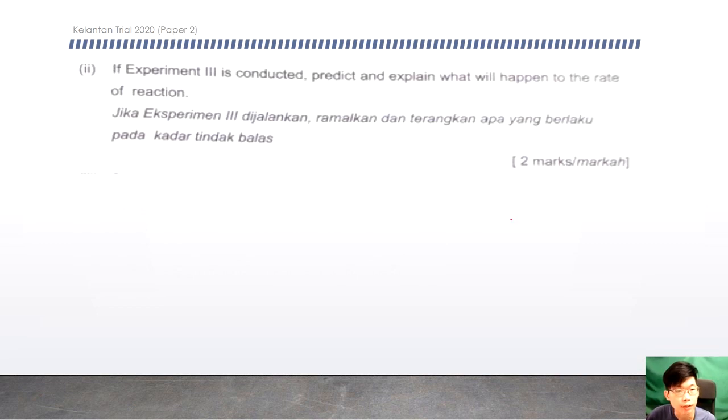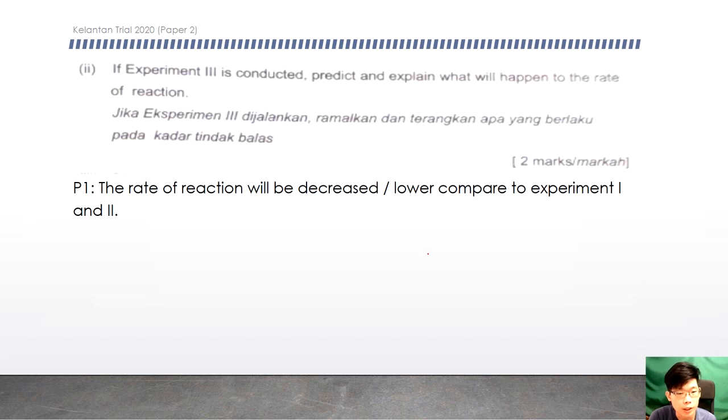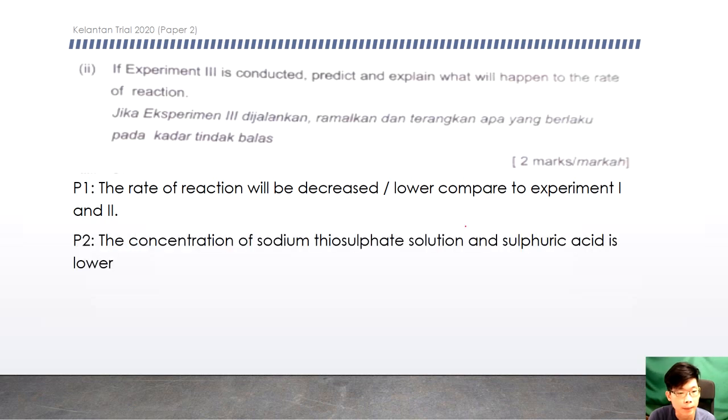Next question. If experiment 3 is conducted, predict and explain what will happen to the rate of reaction. In actual fact, for me, this question should be comparing to set 1 or set 2, but here it is not mentioned which experiment to compare with. So we just try to answer it. The rate of reaction will be decreased or lower compared to experiment 1 and 2. Why? Because the concentration of sodium thiosulfate solution and the sulfuric acid is lower. This one is mainly compared to set 1, because in set 2 the temperature is higher.